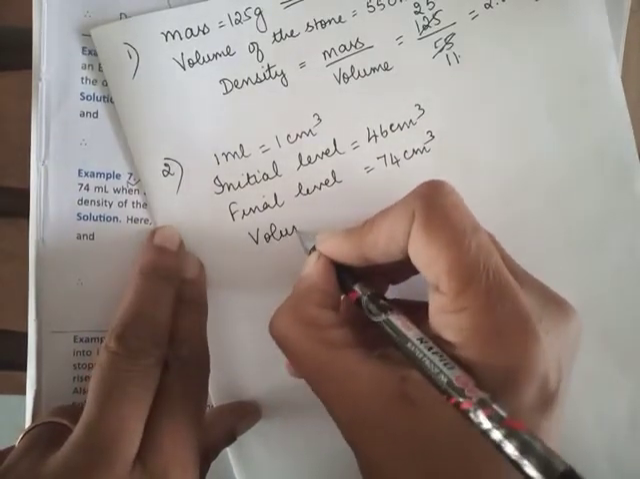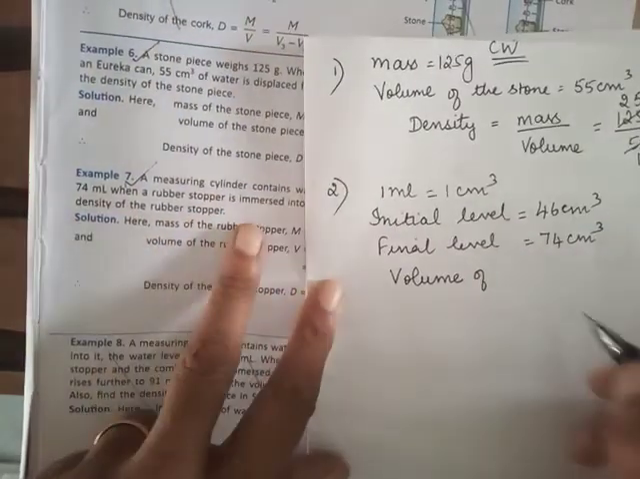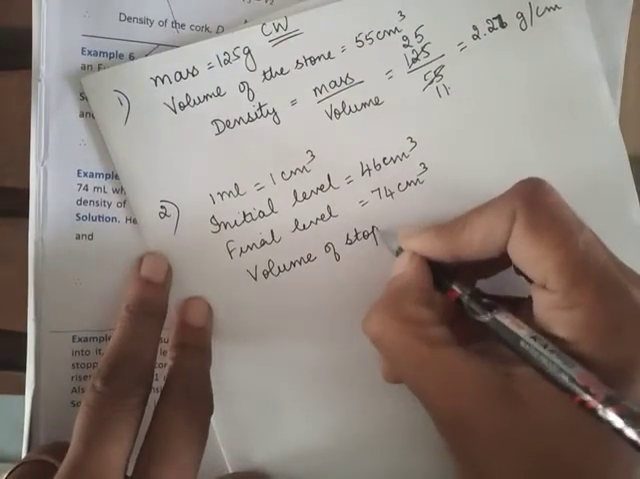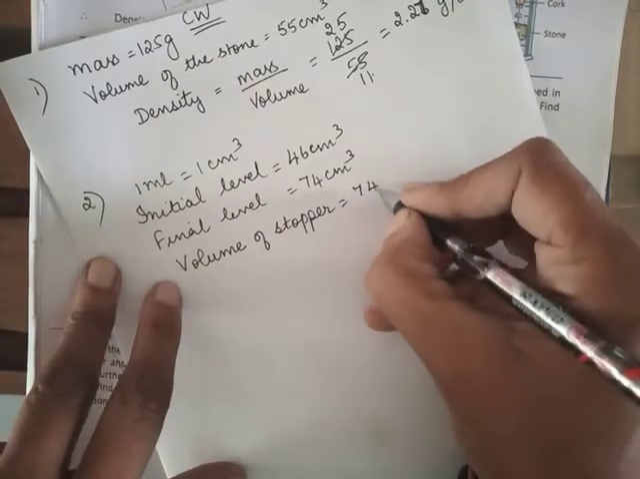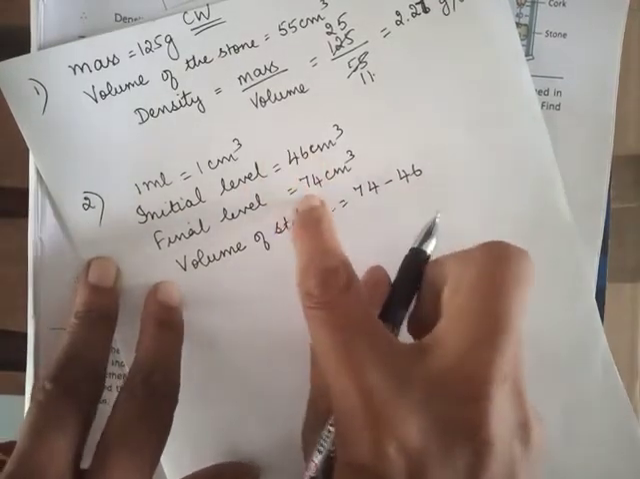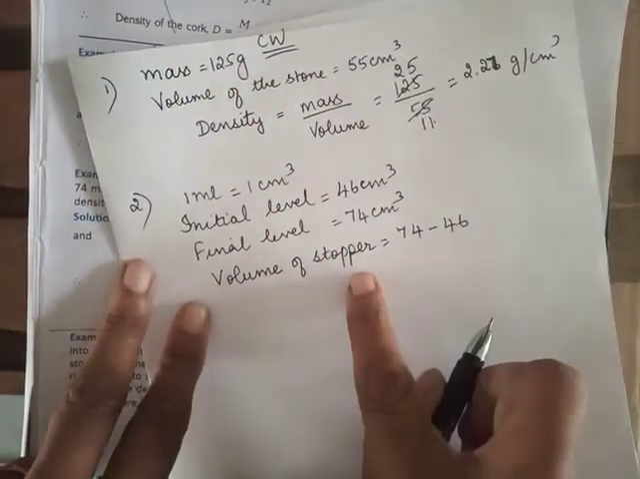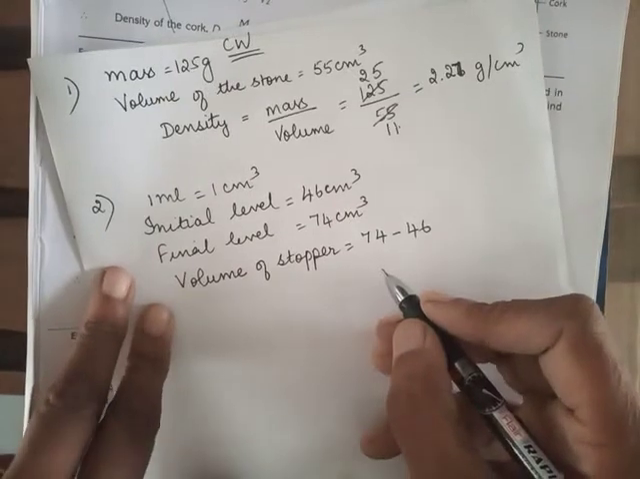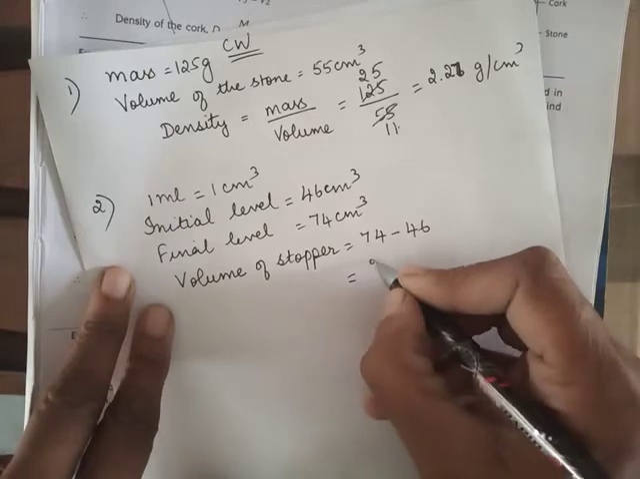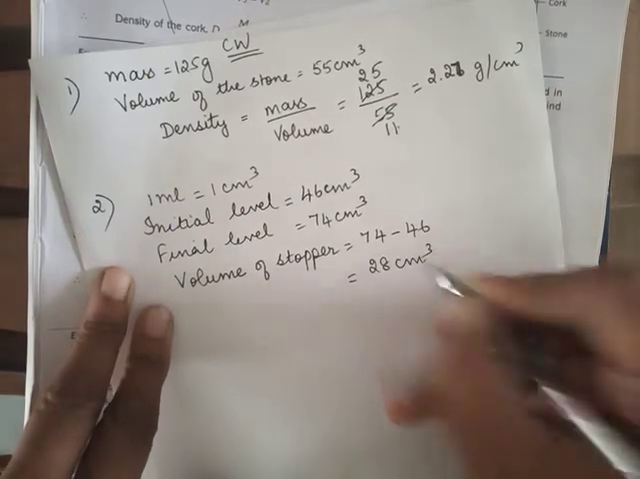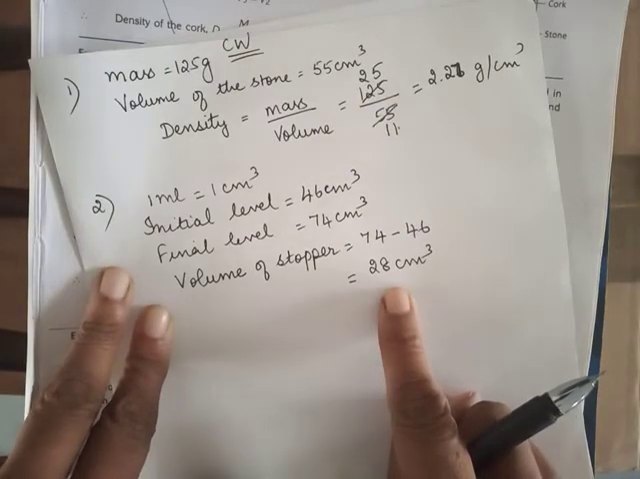So volume of this stopper will be 74 minus 46. You have to subtract. In the earlier case, directly you could take the collected water as the volume, but in this case, to find the volume, you have to subtract. So it will be 28 centimeter cubed. So the volume of that particular body was 28 centimeter cubed.